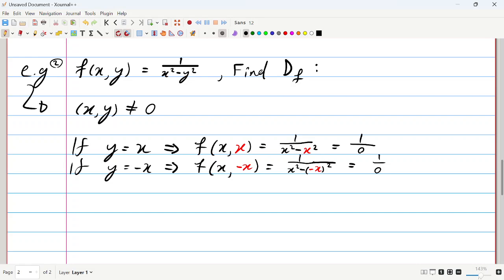So therefore, this implies to us that here are our different restrictions. When x and y are equal to 0 at the same time, it will be undefined. And if y is equal to x, then it will also be undefined. And when y is equal to negative x, it will also be undefined. But do you notice that y equals x and y equals negative x are linear functions, meaning they're going to be straight line functions in our xy plane when we are drawing the domain.